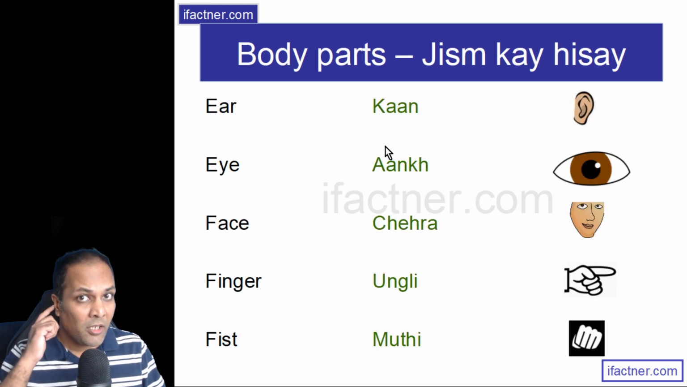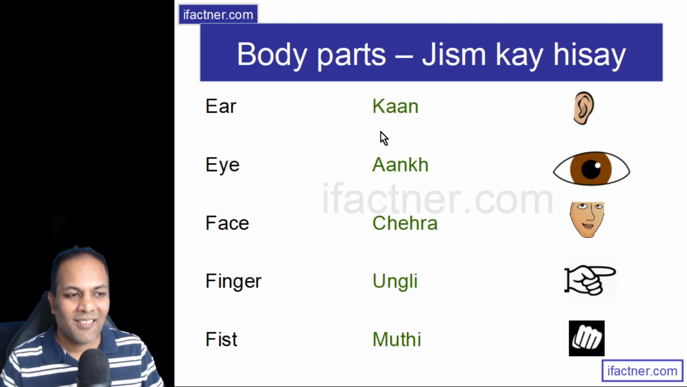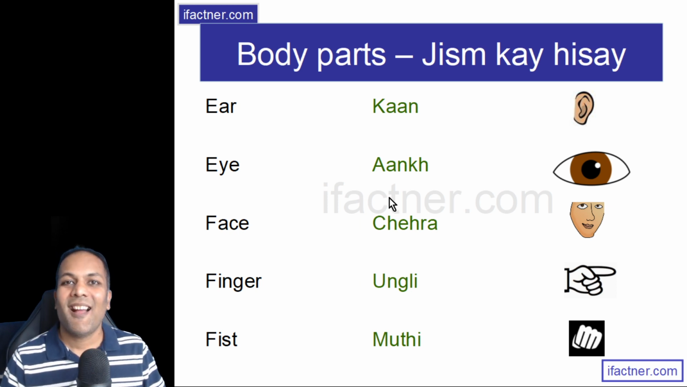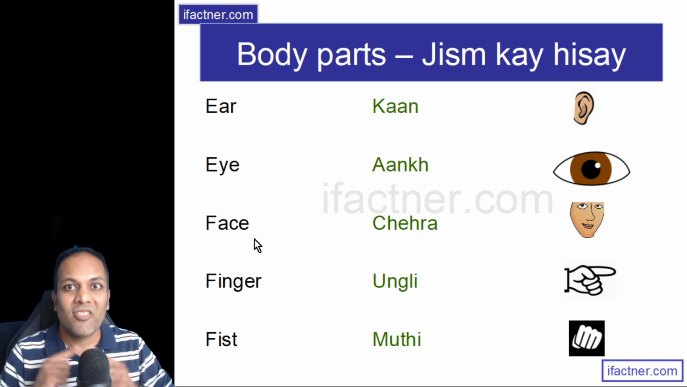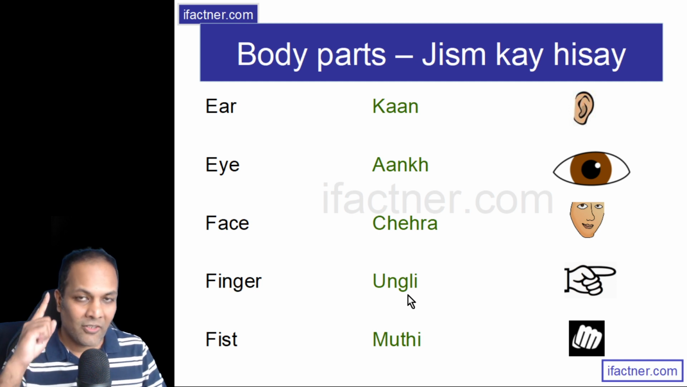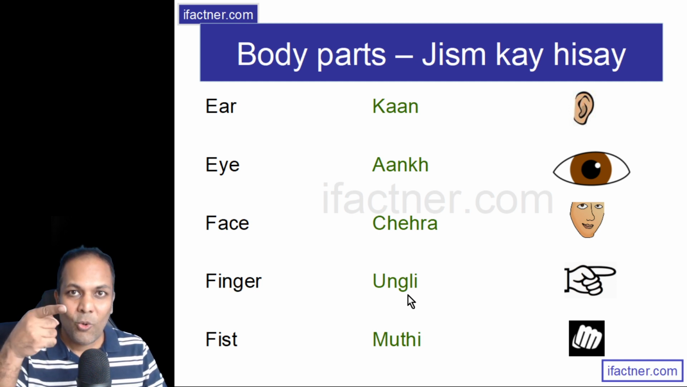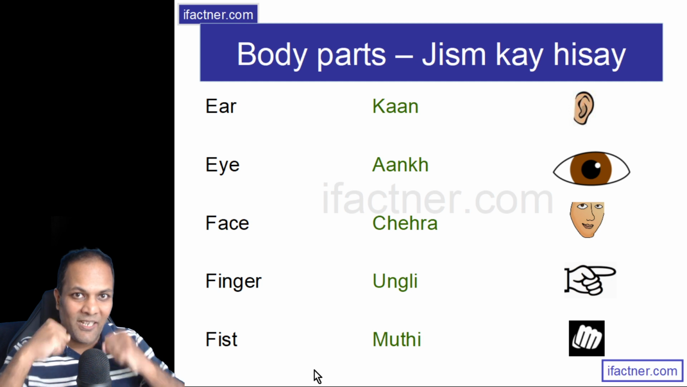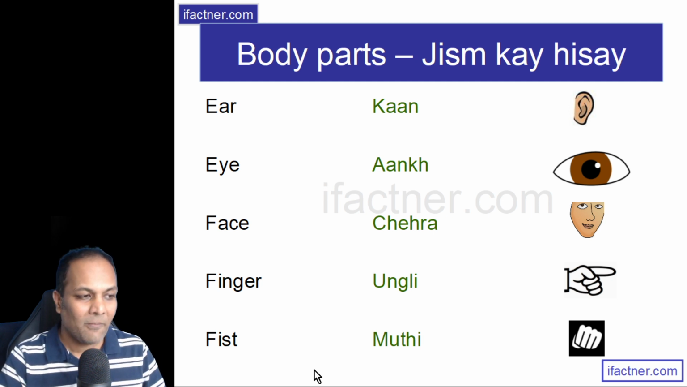Ear is Kaan, and eye is Aankh. Face is Chehra, and finger is Ungli. Fist is Muthi.